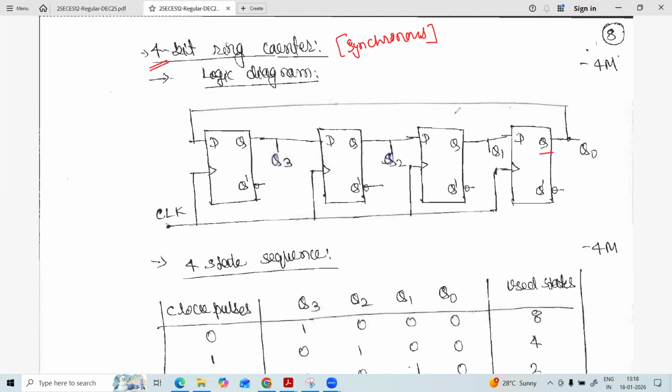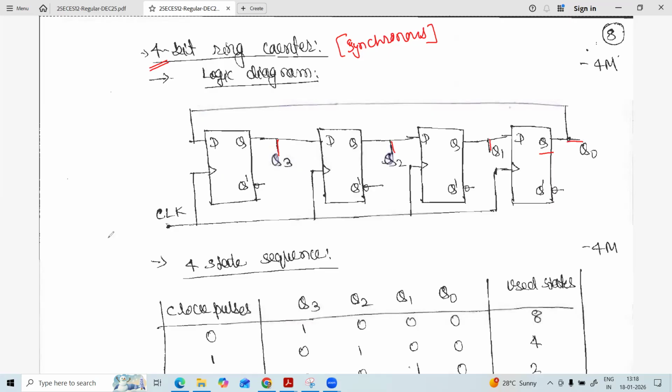So many students got confused. Some of them connected Q dash in case of ring counters, and some of them have not given the clock pulse. Here again, the input is given from the output of the last one to the first one, and from each stage we have to obtain the output.